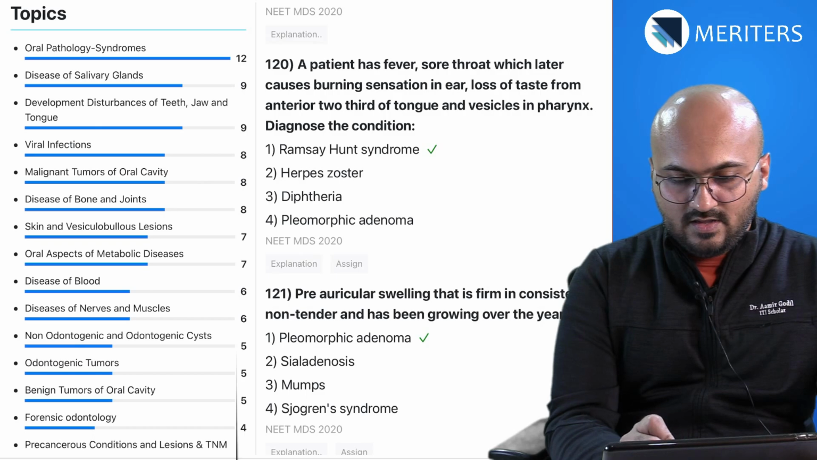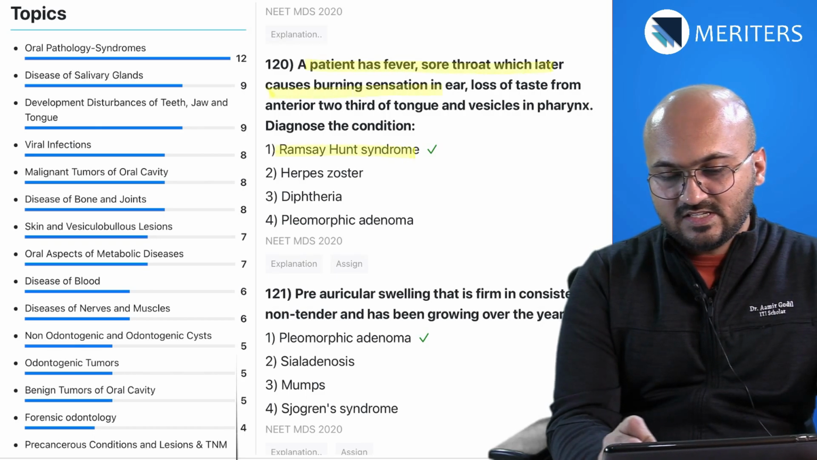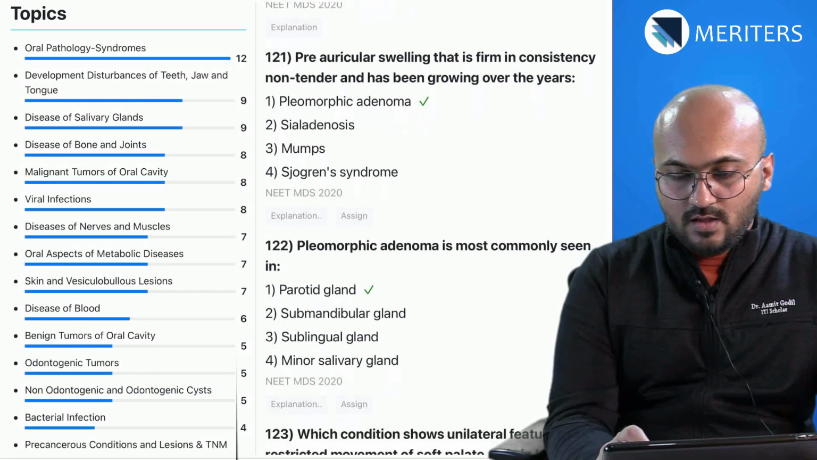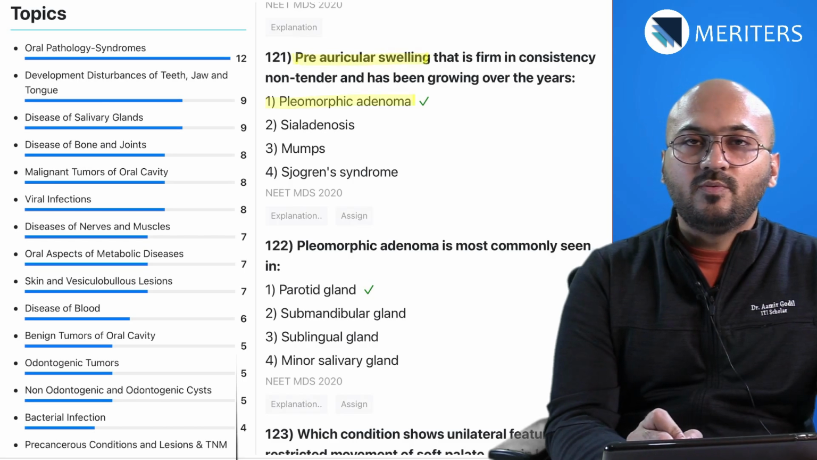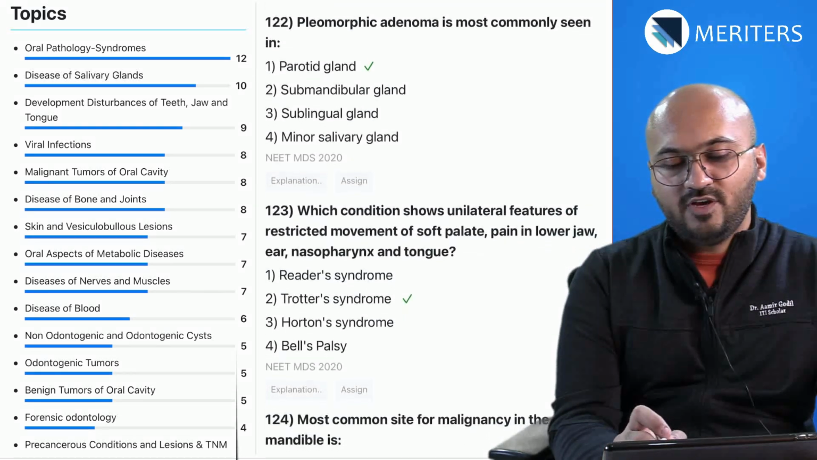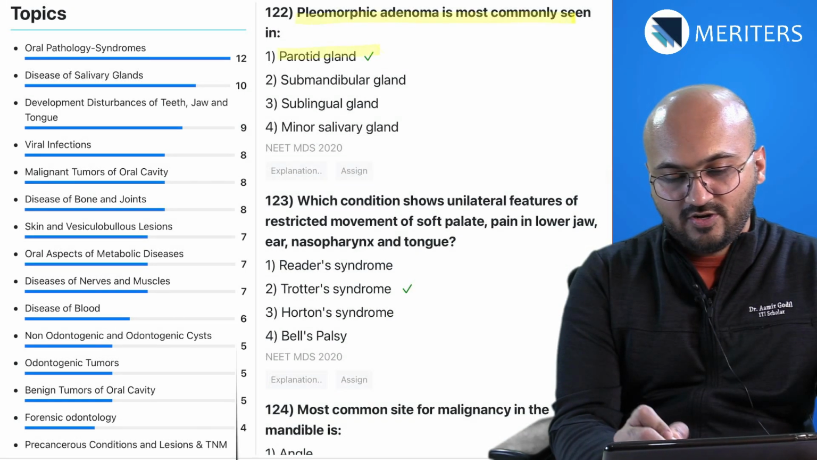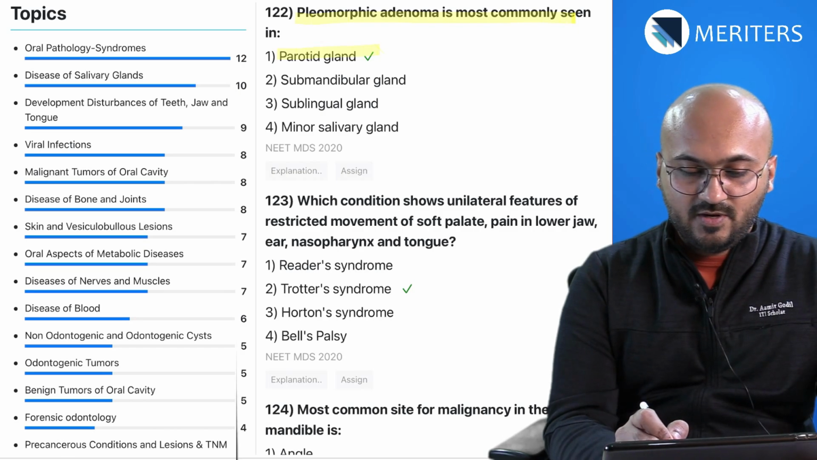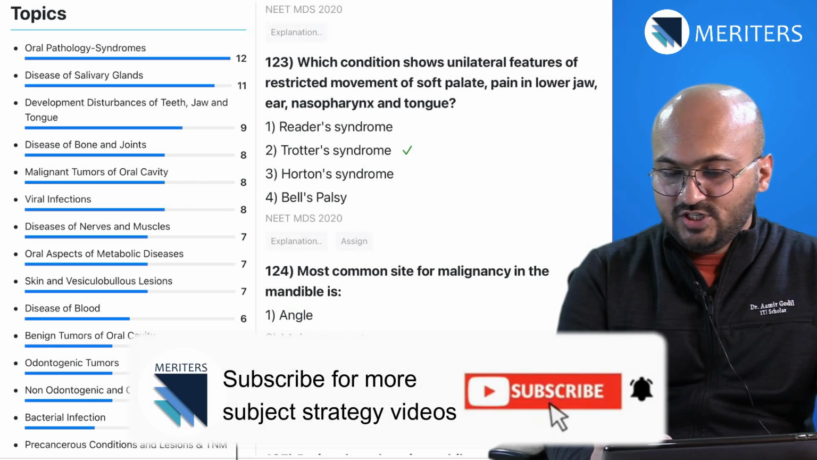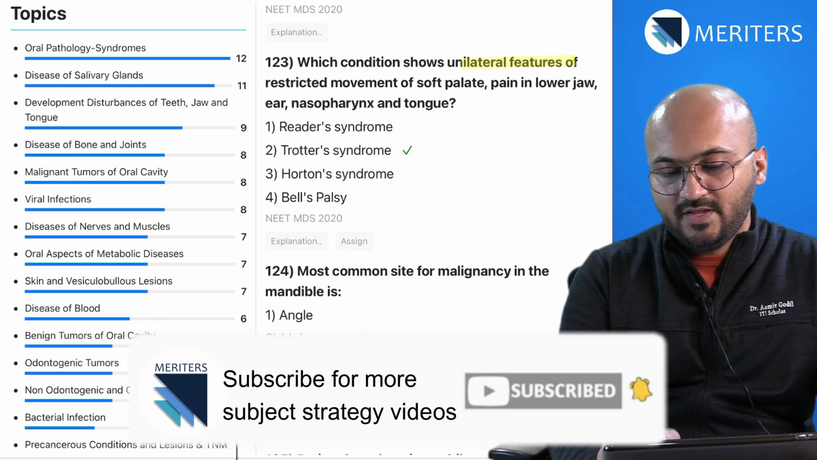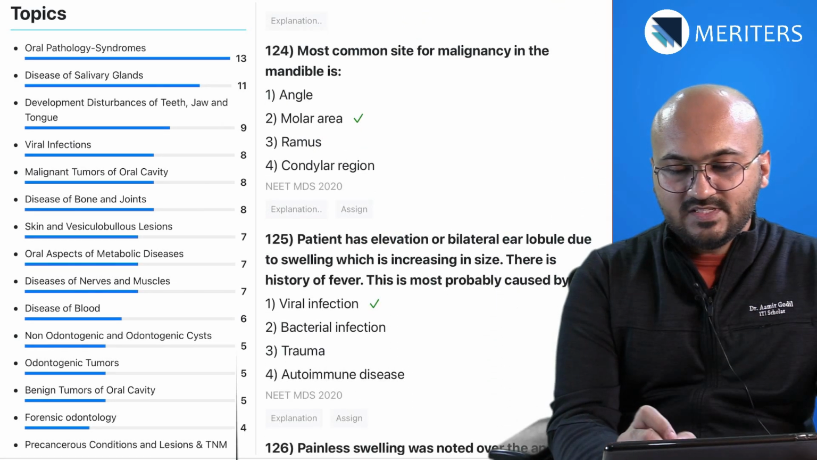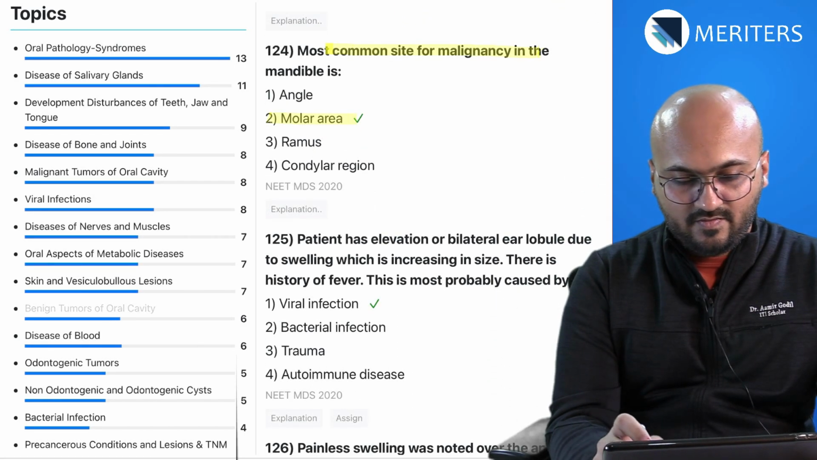And a patient with Ramsay-Hunt syndrome and all the other features. This is a second question in the same paper on Ramsay-Hunt syndrome. Preauricular swelling and pleomorphic adenoma, the sixth time that we've seen this question. Again, pleomorphic adenoma, most commonly seen in parotid gland. So in the same exam, multiple questions on pleomorphic adenoma. Then we have features, unilateral restricted movement of soft palate, pain in jaw, nasopharynx tongue, Hall-Trotter's syndrome. Common site for malignancy in mandible is the molar area. Factual question.